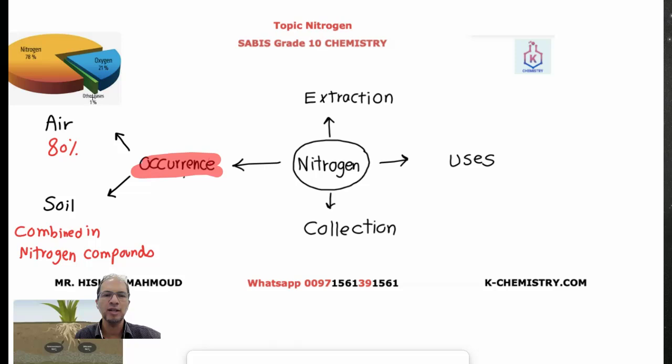So the occurrence is almost 78% of the air is nitrogen, the rest is 21% oxygen and other gases. In the soil, it is combined in a lot of nitrogen compounds, not free nitrogen.